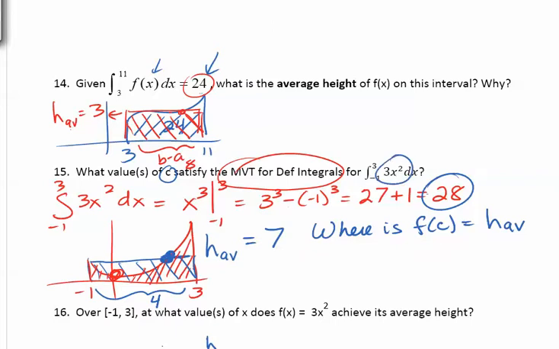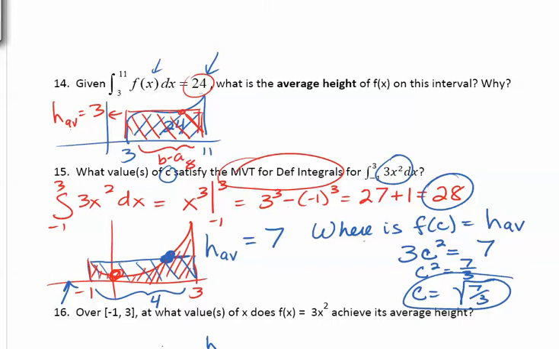So our function is 3x squared, so we want to substitute c into it. And where is the average height equal to 7? So we would get plus or minus the square root of 7/3. Don't forget that there would be 2 of them, but negative square root of 7/3 is over here. It's outside of our interval. So we're only going to keep the positive because we're interested in the interval from negative 1 to 3. So we would only have one value of c that fits in that interval.